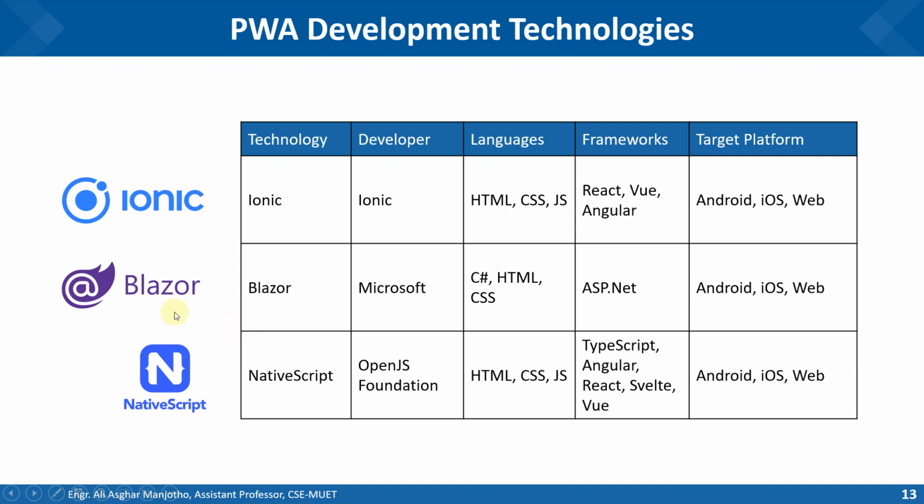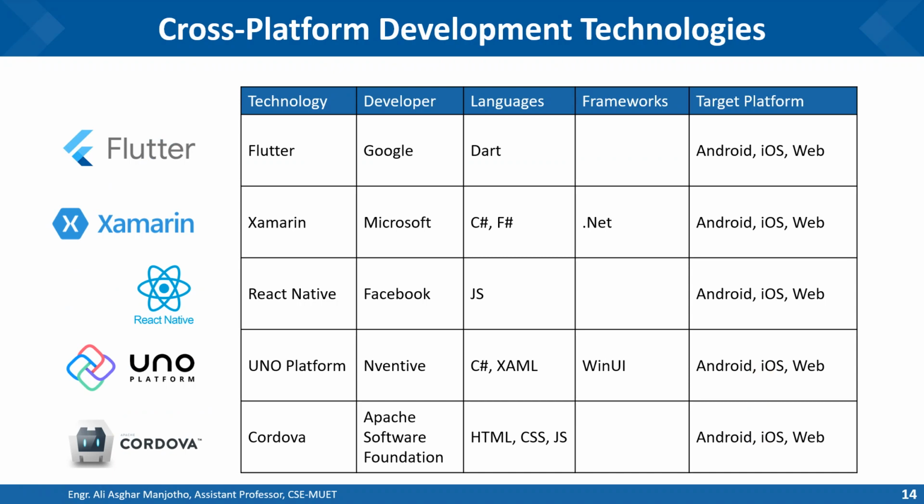Then another one is the Blazor framework by Microsoft. It uses C Sharp and some other web technologies. And then NativeScript by OpenJS Foundation, again using web technology to develop the user interfaces, and again it is targeting Android, iOS, and the web platform.